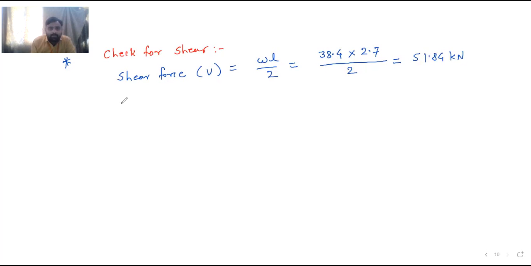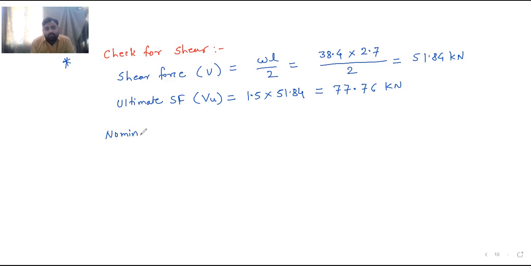Now from V, calculate VU, the ultimate shear. So the ultimate shear force VU is equal to V multiplied by 1.5. If you multiply this by 1.5, you will get the answer as 77.76 kilonewton. This is VU. Now calculate nominal shear. We call this tau V, nominal shear.